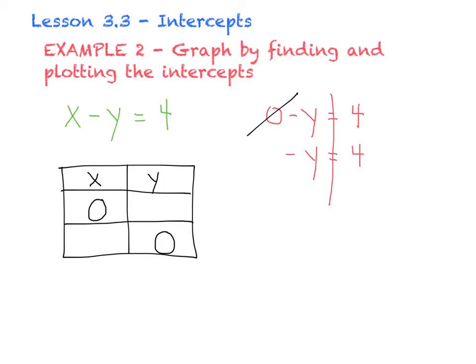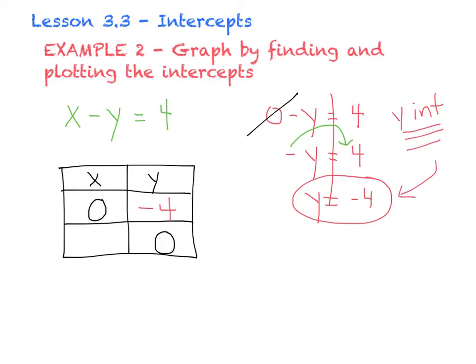And if we're left with negative y, we can simply take this negative and move it to that side. So we found it. y equals negative 4. And what you guys just found is the y-intercept. You just found the y-intercept. So let's find the x-intercept.